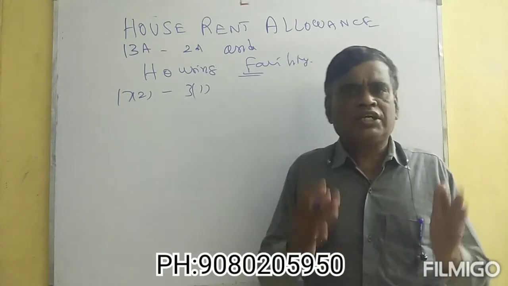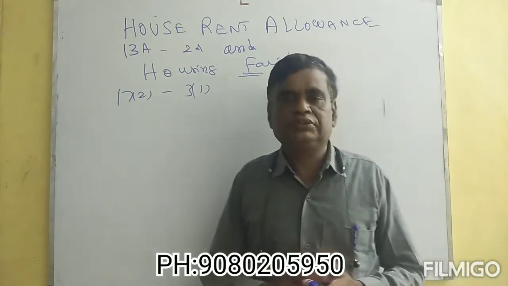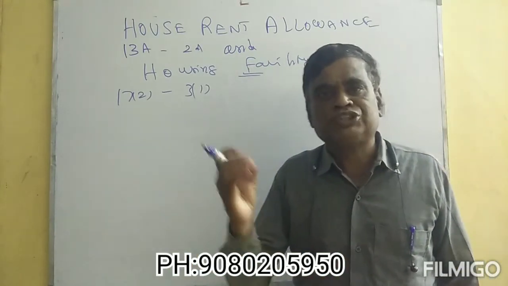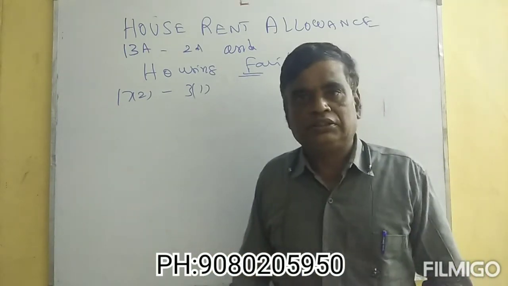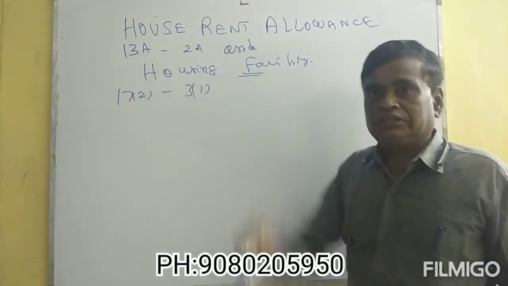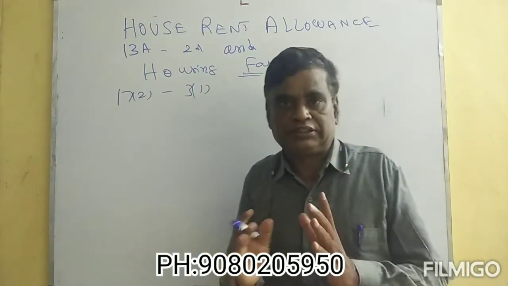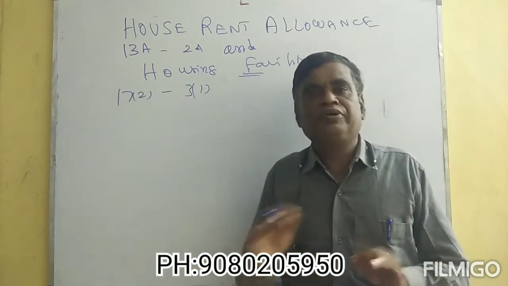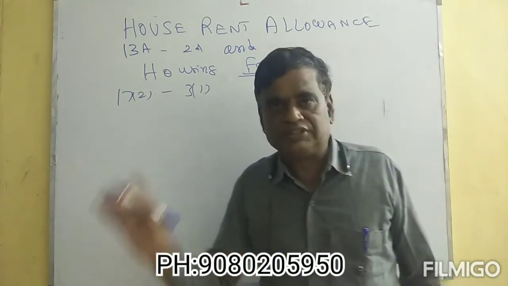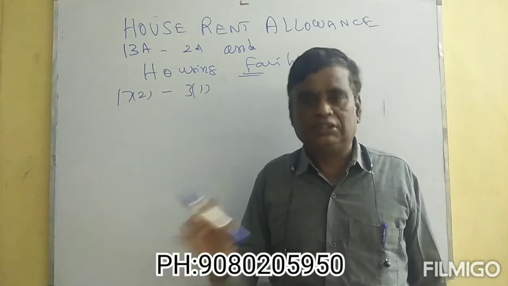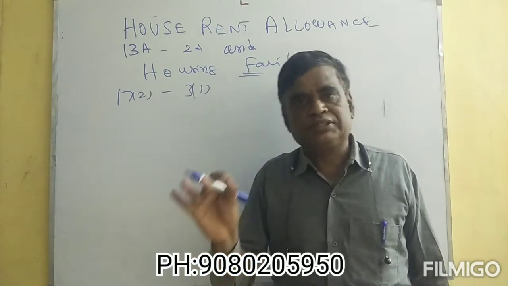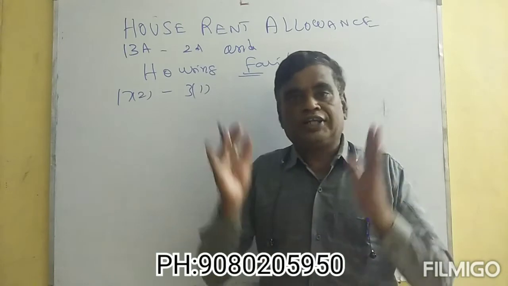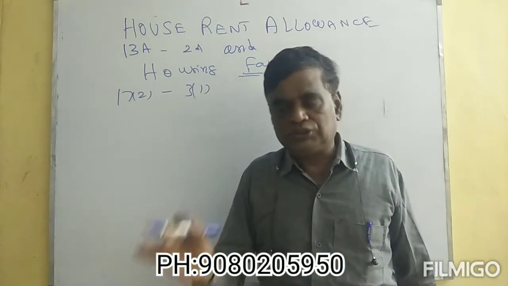Then house rent allowance, being in the nature of allowance, is included in gross salary after allowing a certain exemption amount. Accordingly, section 13A rule 2A deals with house rent allowance exemption. For the purpose of computation of exemption on house rent allowance, we have to consider the factors such as, number one, the amount of basic salary plus DA plus commission. Number two, what is the actual house rent allowance paid by the employer to the employee?